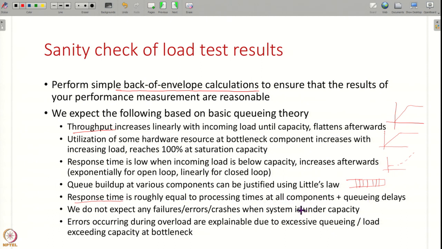Is the sum of these two equal to response time, or is my time getting wasted at some other place that I do not know about? Okay? All of these things you should check. Then you should check that there are no failures when the system is under capacity. When you are operating below capacity, all requests should be satisfied. There is no reason for failures.